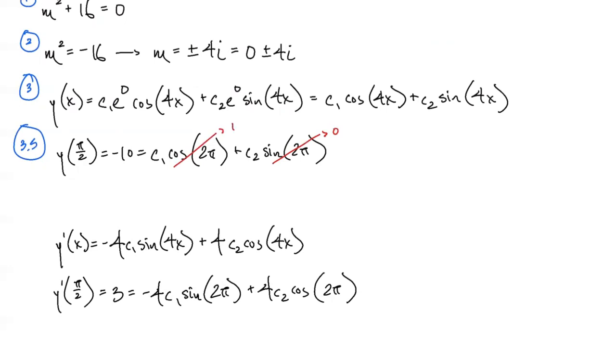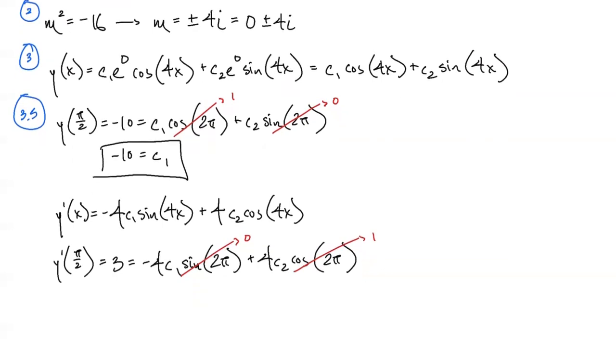And so if we apply that to the second set with the initial conditions, the first term will go to 0. The second term, that cosine of 2 pi, will go to 1. And so it turns out that the first initial condition equation becomes negative 10 equals C1, right? Everything else either goes to 1 or 0. So C1 equals negative 10. And I don't even have to use a system of equations, okay?